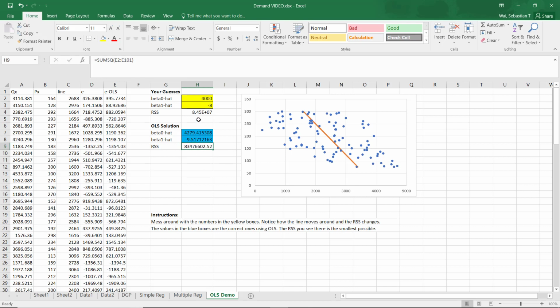It's pretty close though. And so as we tweak these numbers a little bit, we can find that our RSS keeps coming down as we get closer and closer to the OLS solution. And so essentially what Excel is doing in the background is playing around with that orange line until it gets it just right to minimize the RSS. And that is how we use ordinary least squares to figure out the estimates for a simple regression. In the next video, we're going to move on to multiple regression.